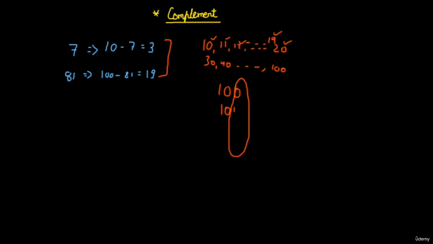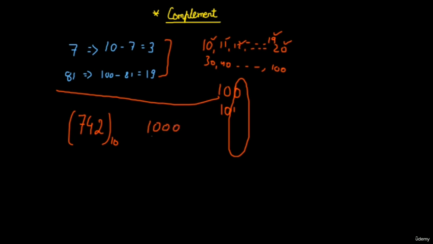Okay, I hope you have got the idea of the complement. So let's do one or two more questions to understand the complement in the decimal form. Let's take an example, like 742. If I tell you to find the complement of this number, how are we going to write it? We first check that this is a 3-digit number, so we need a 4-digit number that is going to be greater. In this case we need 1000, and then we subtract 742 from 1000.